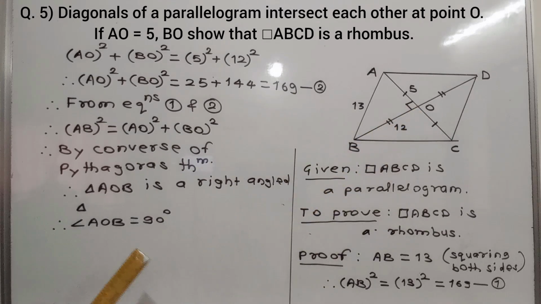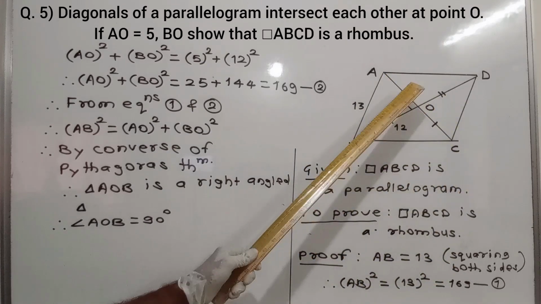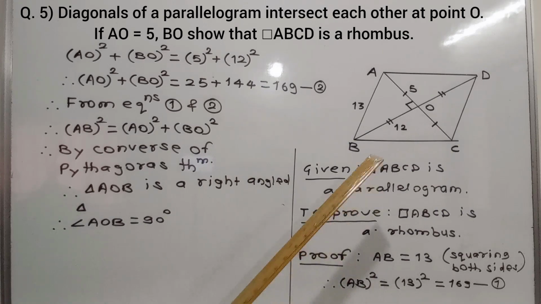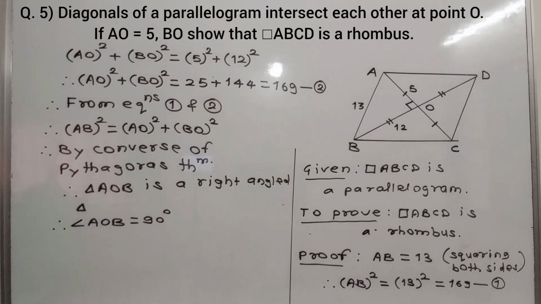And see here, if this is 90 degree, then we know the characteristics of quadrilaterals. First one, square. In a square, diagonals are congruent. But here see, AO is 5, then CO also 5, 5 plus 5, 10. And here BO is 12, then DO also 12, 12 plus 12, 24. Means diagonals are not congruent.